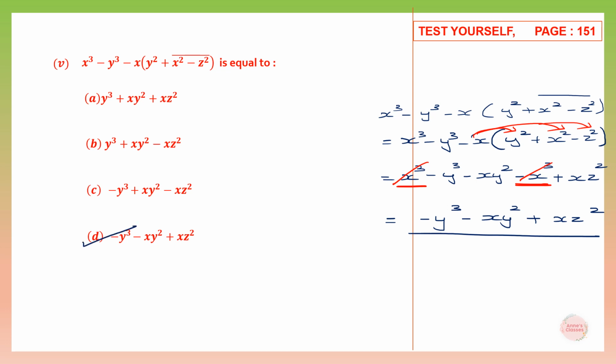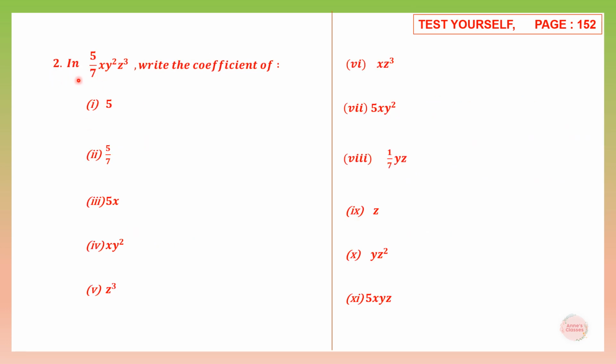So let's take that. Question 2. In this term, write the coefficient of each of these. That means first one is 5, leave out 5 and write the rest of it. Now 5 is part of a fraction. So when we leave out 5, we have to write 1 in that place so that the fraction remains as it is. So we're going to remove 5 and in that place put 1, and then the rest of it remains the same: 1 by 7, x y square z cube.